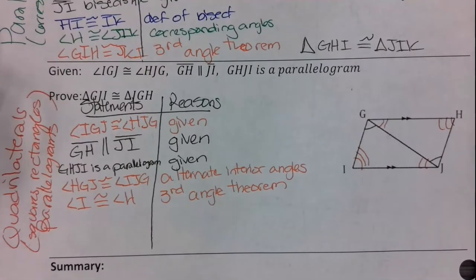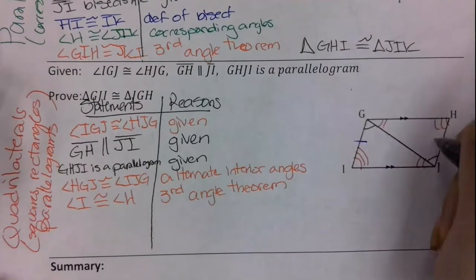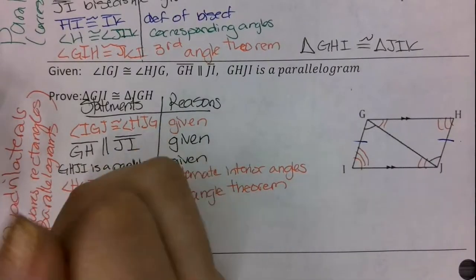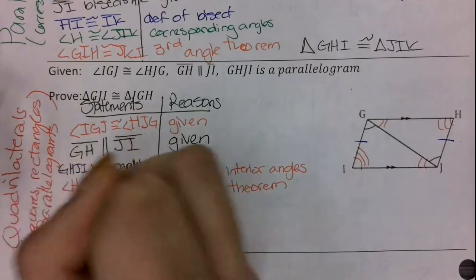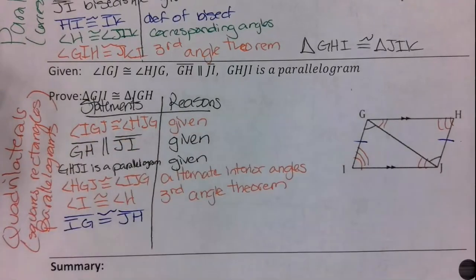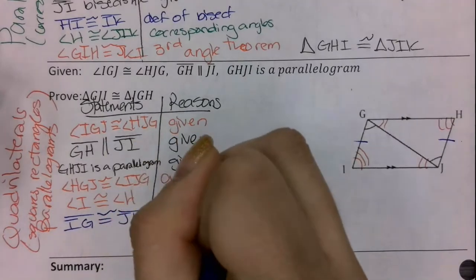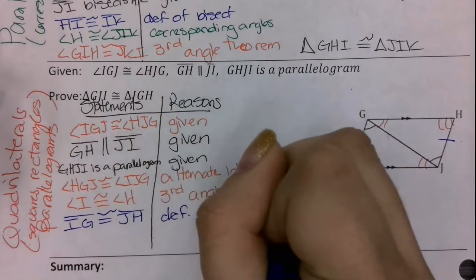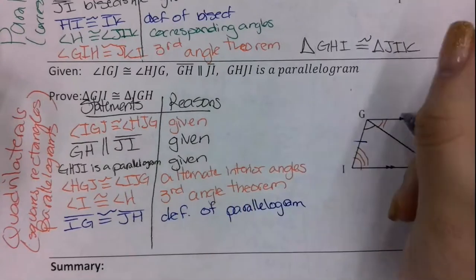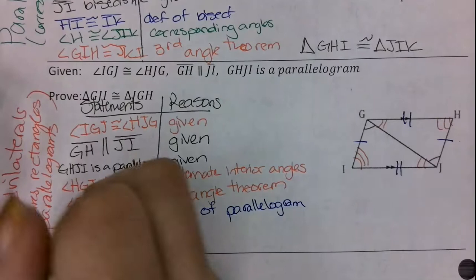It's a parallelogram. So in order to be a parallelogram, it means the sides that are opposite each other have to be the same length. So I have IG is congruent to JH by definition of parallelogram. And then I'm also going to have GH and IJ.